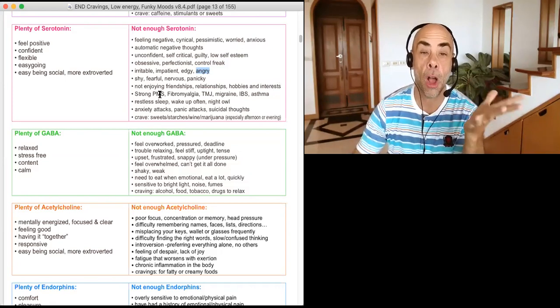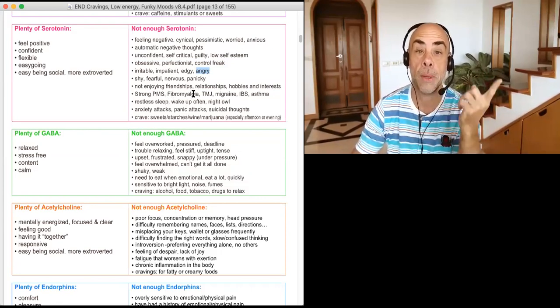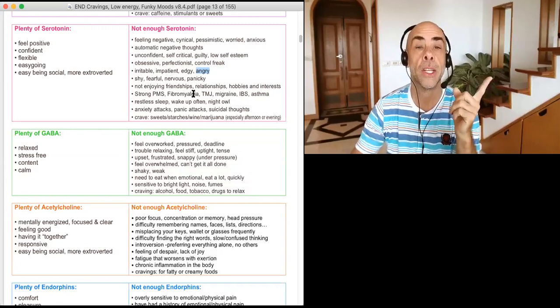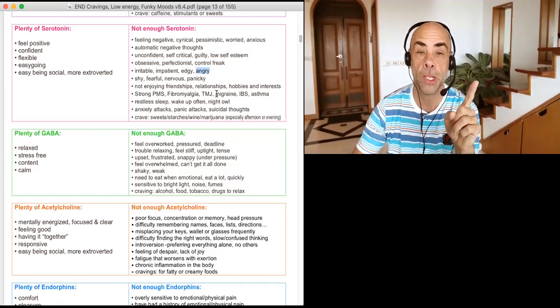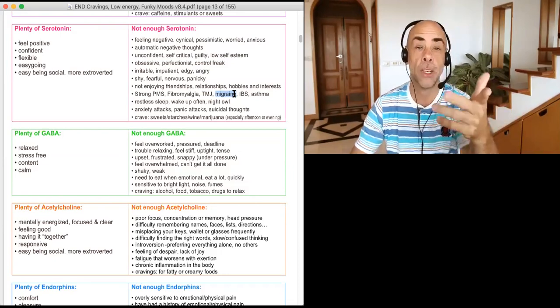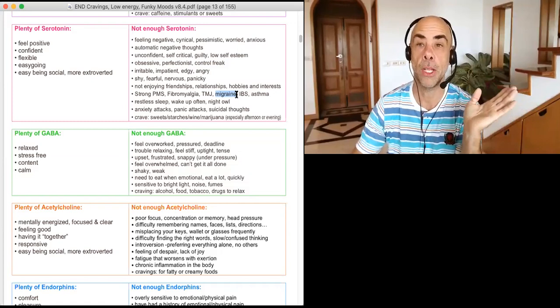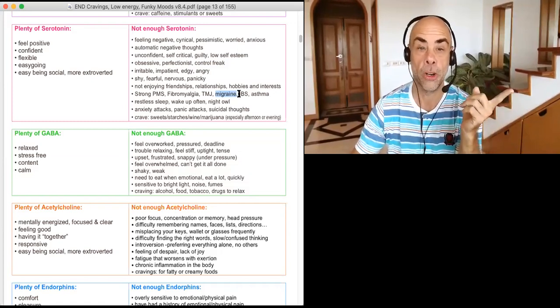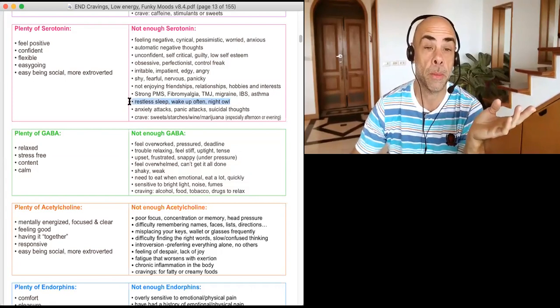If you have strong PMS, fibromyalgia, TMJ, migraines, IBS, or asthma, it's also low serotonin. And I've recently been working with more people around migraines who've tried all the medications, nothing worked. And I just put them on this program here and their migraines went away for the most part. It's quite amazing.